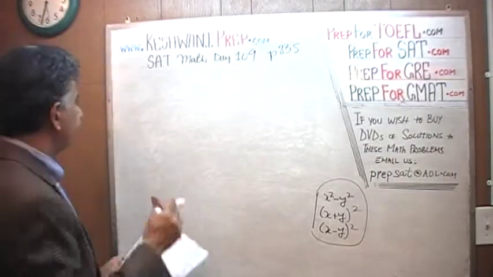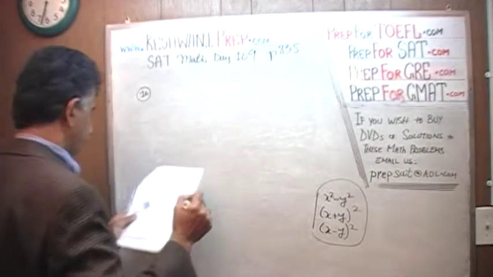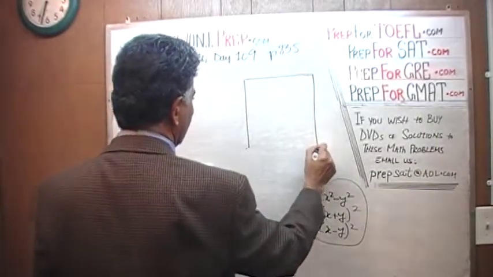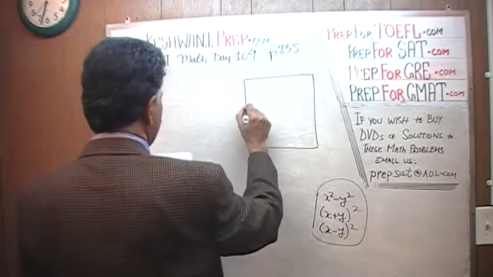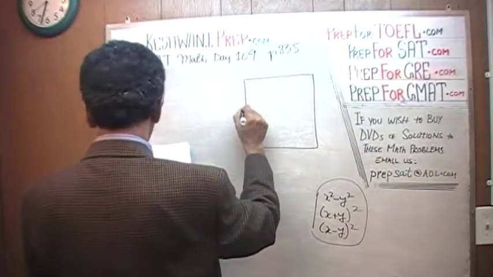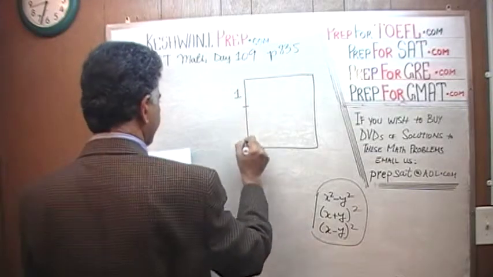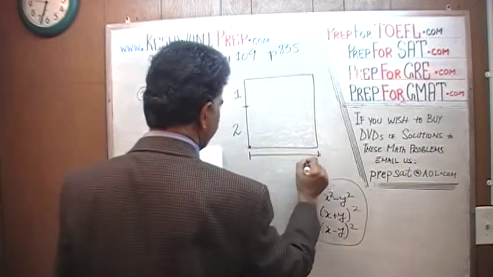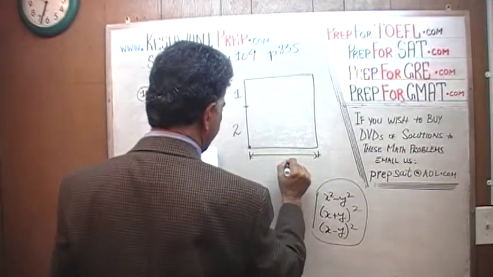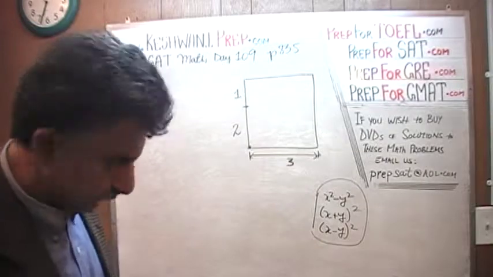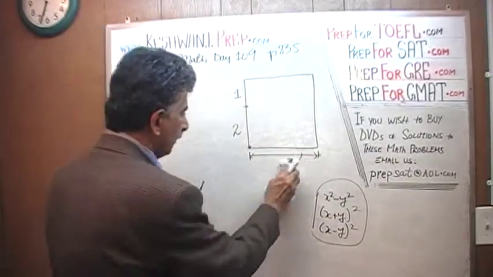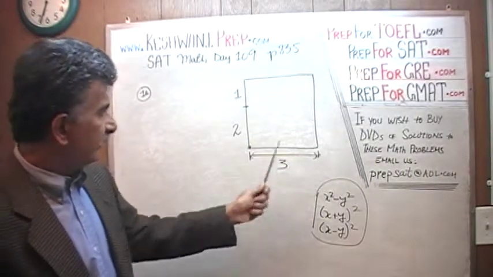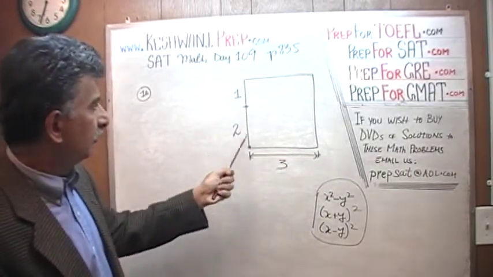Number 16. We are told that the distance at the top here is 1, this distance from here to here we are told is 2, and of course this distance we are told is 3. If this entire side is 3, and the top is 1 and the bottom is 2, that is also 3.